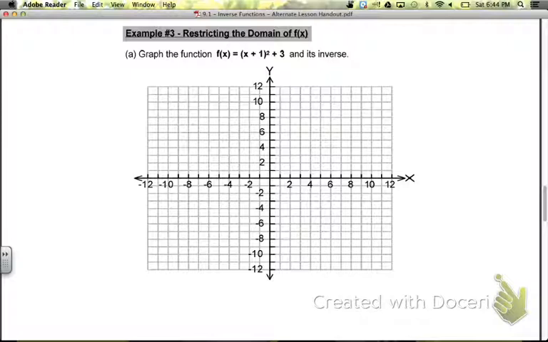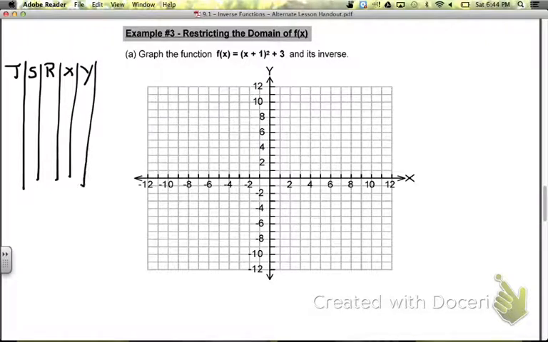So first we want to graph the function f at x equals (x plus 1) squared plus 3. Now, in our lesson before about combining our transformations, we used RST tables. We're going to go ahead and use our RST tables again. So, bear with me here as I write this.